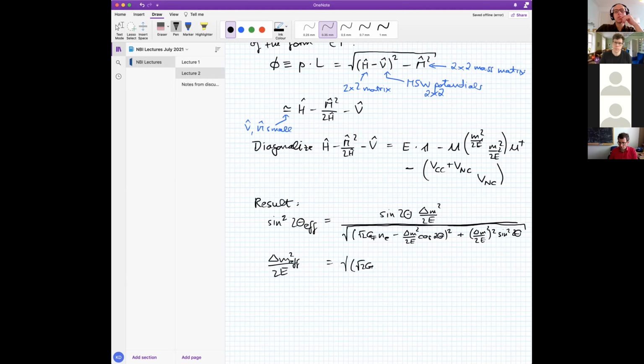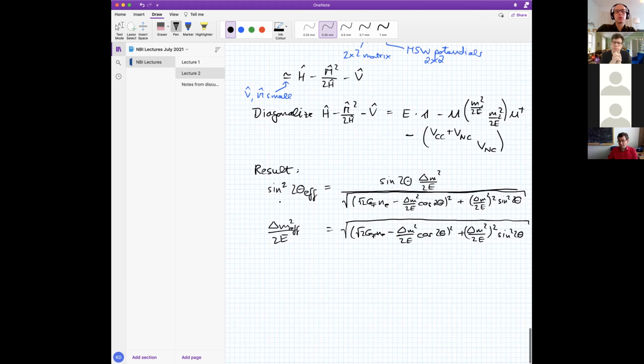So square root of (2 GF NE minus delta M square over 2E cosine 2 theta) squared plus (delta M square over 2E) squared times sine square 2 theta. So let's look in particular at the mixing angle here, because the mixing angle, remember, is what determines the oscillation amplitude. So you can see that obviously it depends on the vacuum mixing angle, but it has this denominator here, which has quite an interesting structure.